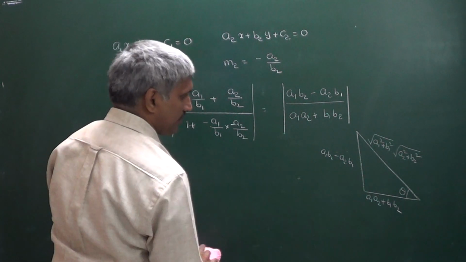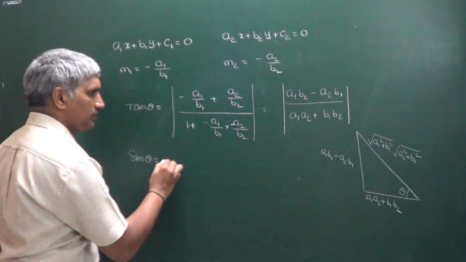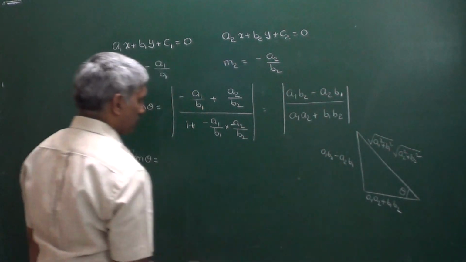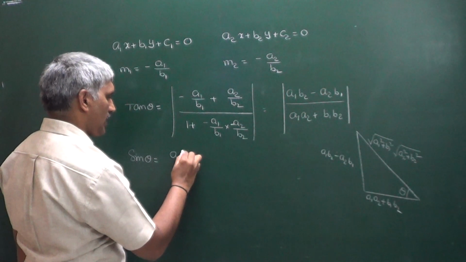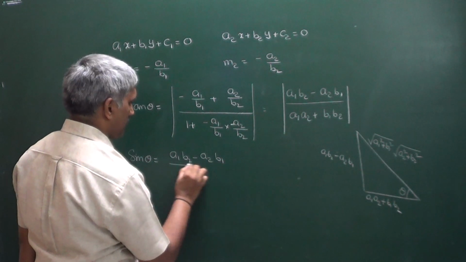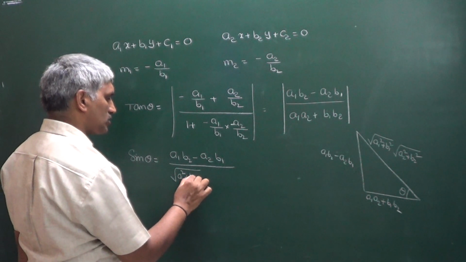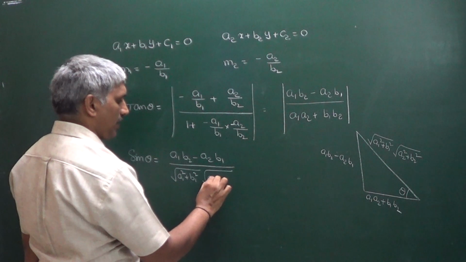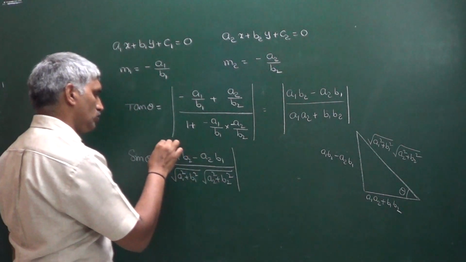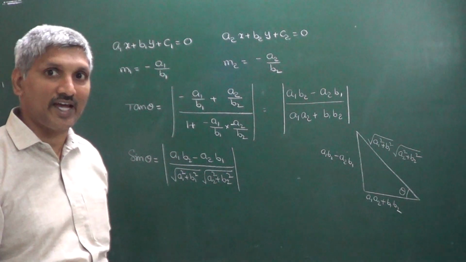From the same diagram I can write sin theta is equal to opposite side by hypotenuse, that is equal to a1 b2 minus a2 b1 divided by root of a1 square plus b1 square into root of a2 square plus b2 square. So this formula we can use for finding the angle between two lines in terms of sin theta.